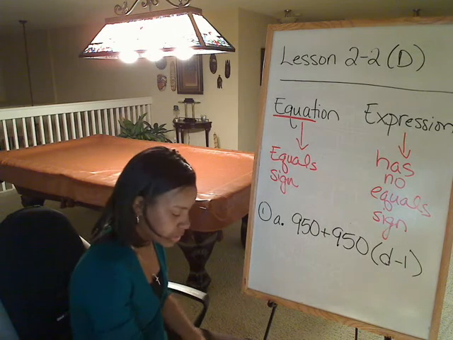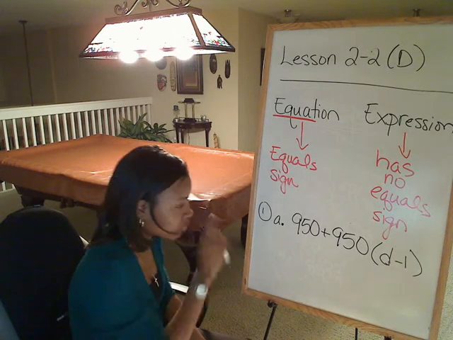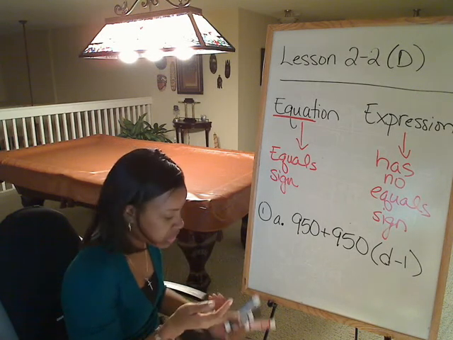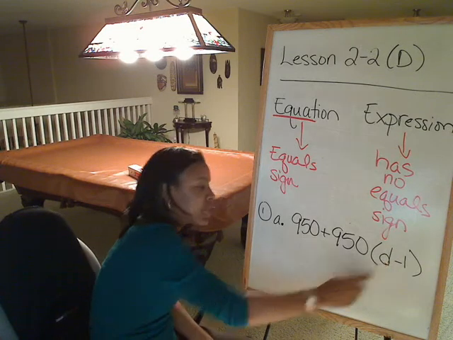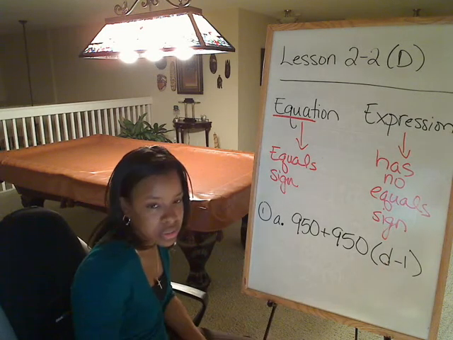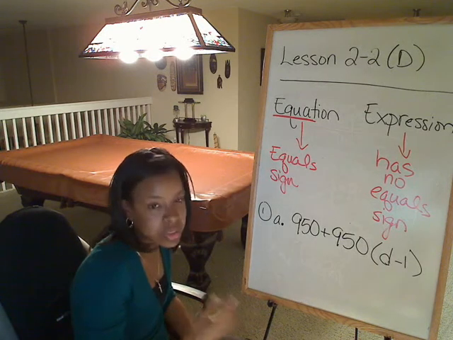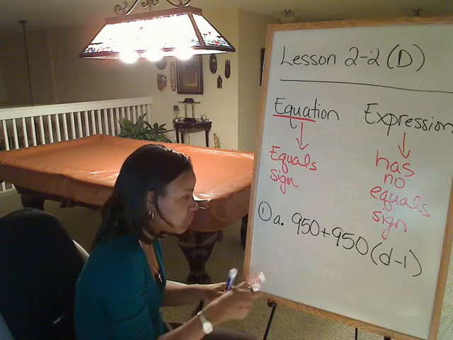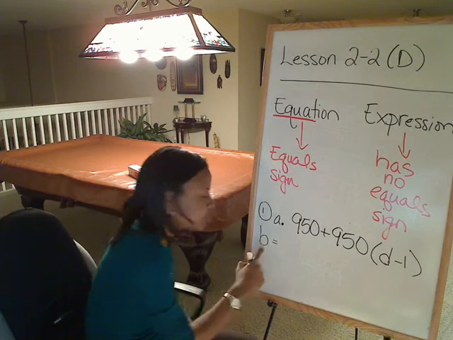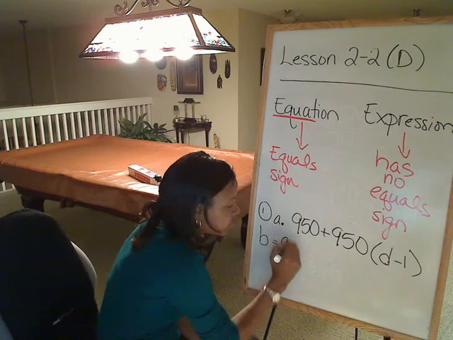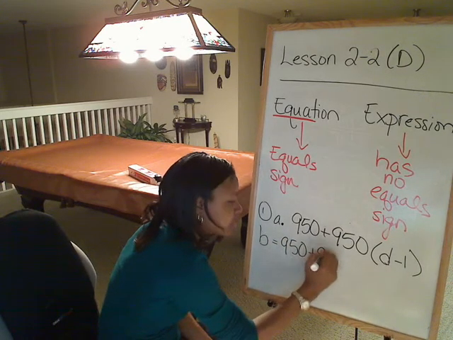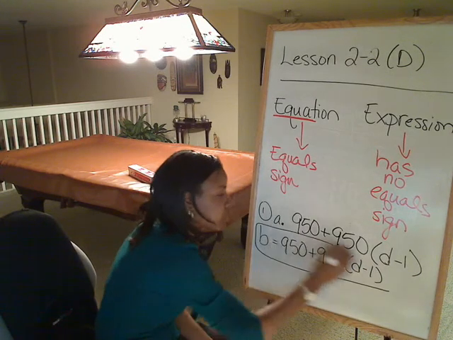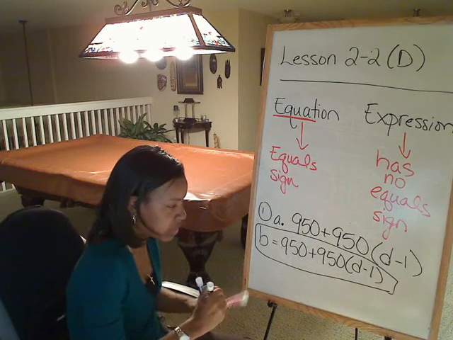So when we look at this, you see it's an expression. In order to make it an equation, it's very simple. If this is days, when you put a number in here, what does it tell you? When you work it all out, you find out how many light bulbs can be made in that amount of days. So this is going to equal B, which represents bulbs. So the final answer would be B equals 950 plus 950 times D minus 1. Okay, that's the final answer.